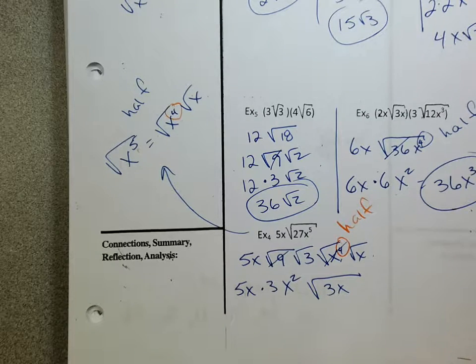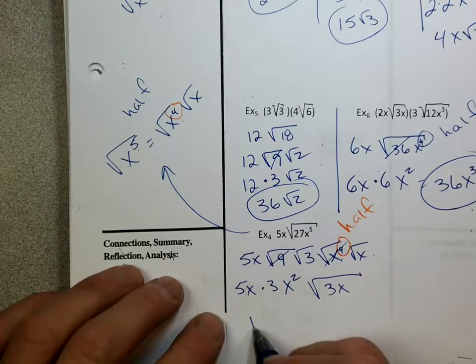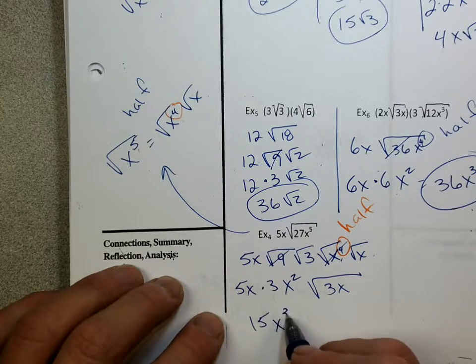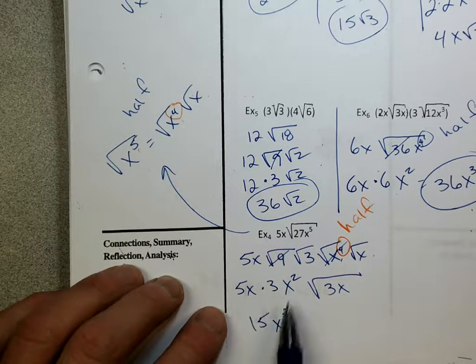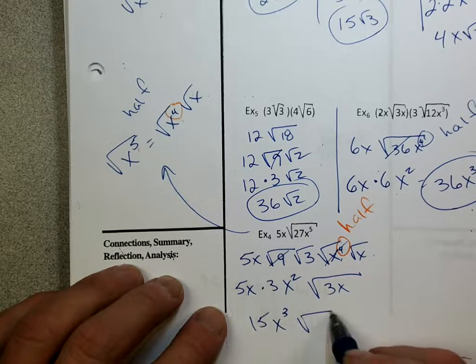Am I going slowly enough? It's a little bit harder. Okay, then finally I'm going to get a 15 x to the third, 3 times 5 x and x squared, okay, times the square root of 3x.